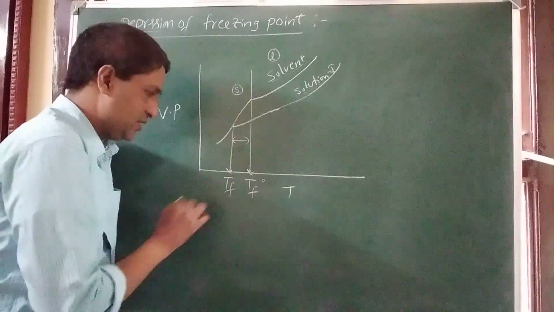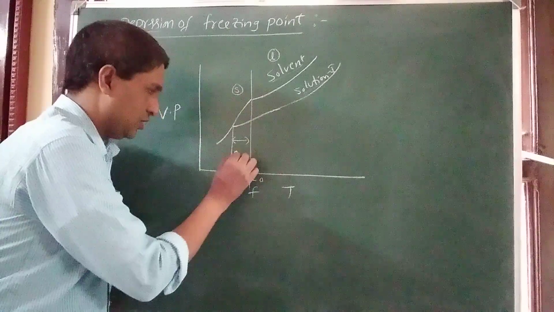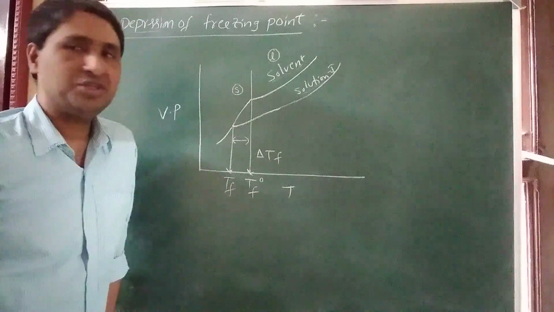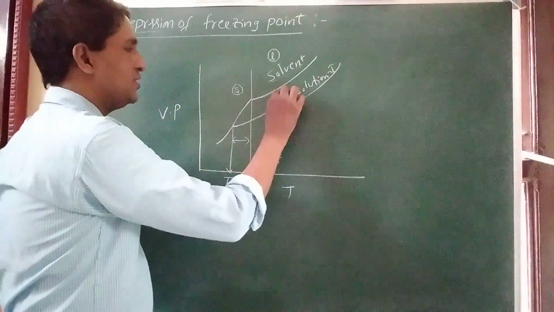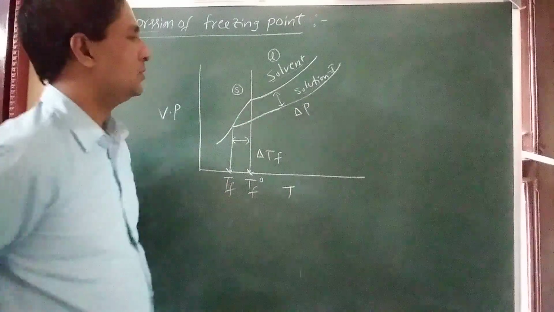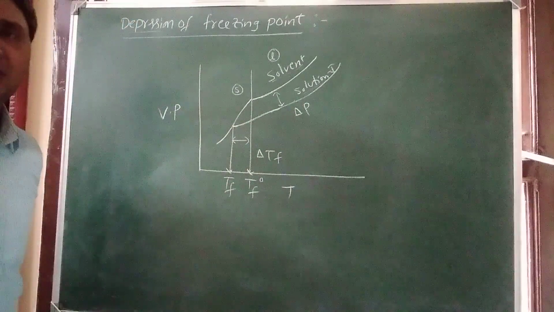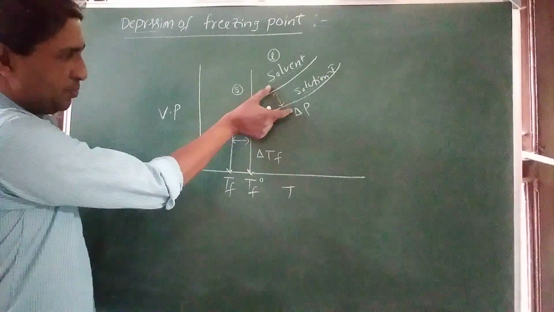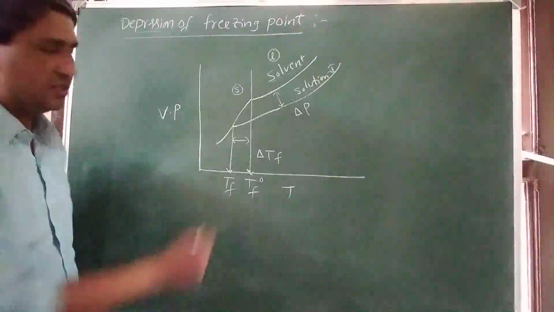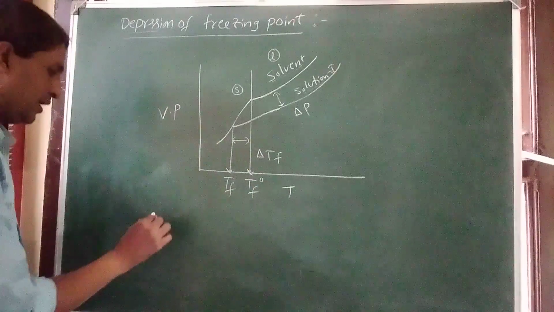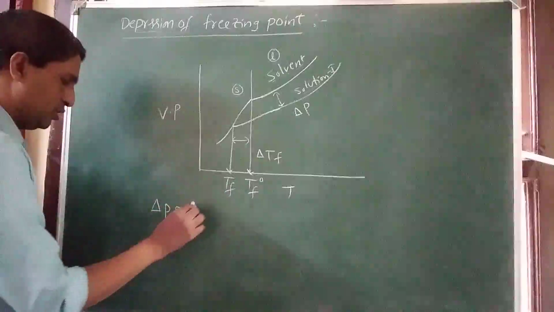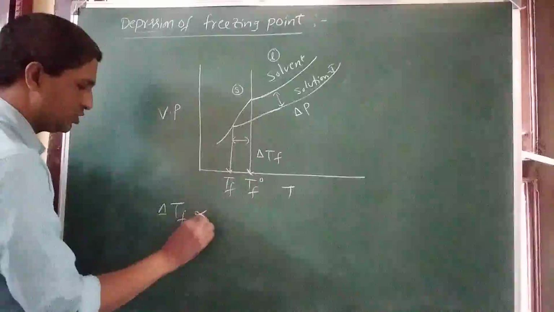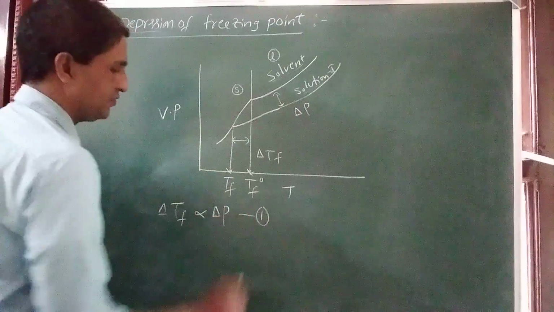This difference, the freezing point difference of solvent and solution, is denoted by delta TF. It is nothing but depression in freezing point. This difference is delta P, that is the lowering in vapor pressure, or vapor pressure difference between solvent and solution. As this gap increases, this difference also increases. So we can relate delta TF is proportional to delta P. Let this be equation 1.